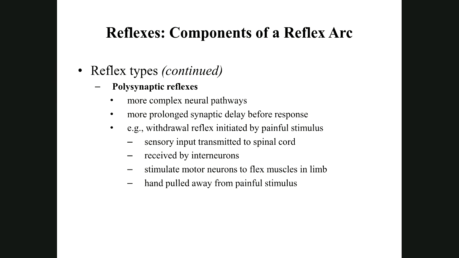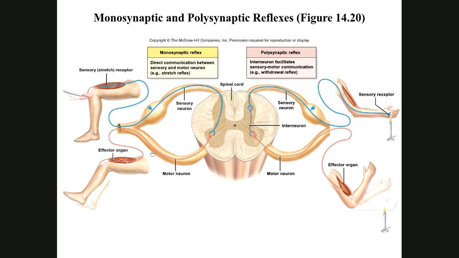Polysynaptic are more complex, and here we're going to have an interneuron in between. So if we do have an interneuron, then it is a polysynaptic reflex. So here's just an example. Here's monosynaptic, and so here's the sensory coming in blue, and it directly synapses to the motor that goes right back out. So there's nothing in between. And then here we can kind of see how there's sensory going in, but here's our interneuron, and then we have the motor going out. So here's a polysynaptic, right? So that's really the only difference, is just if we've got an interneuron or if we don't.